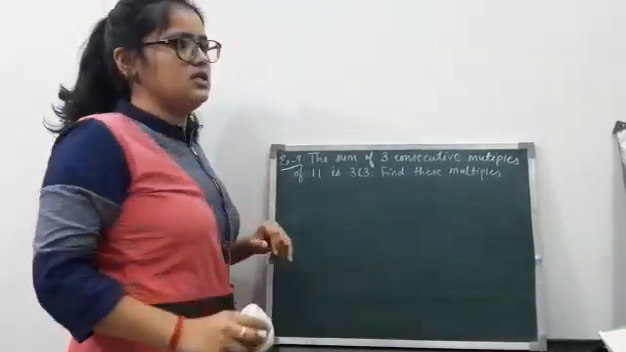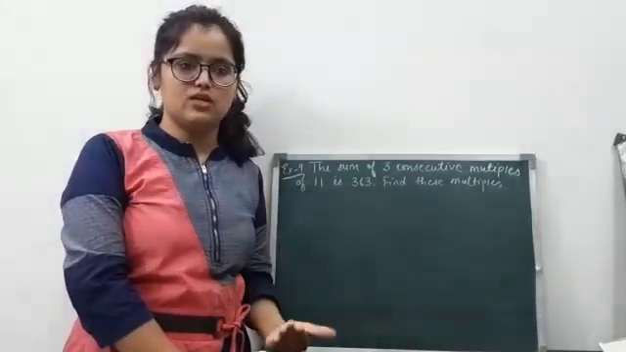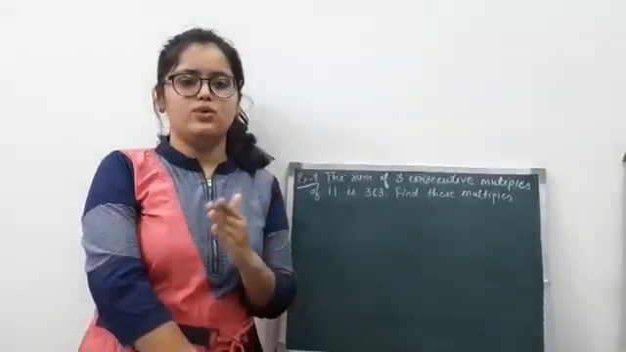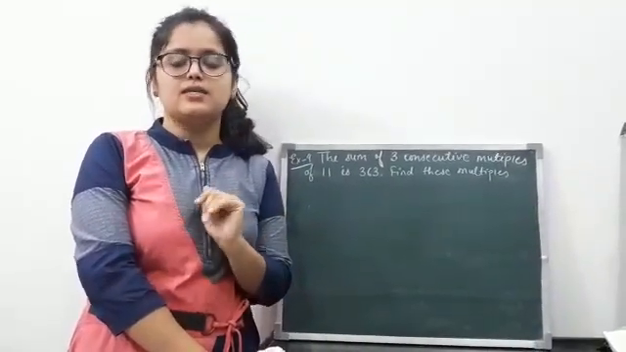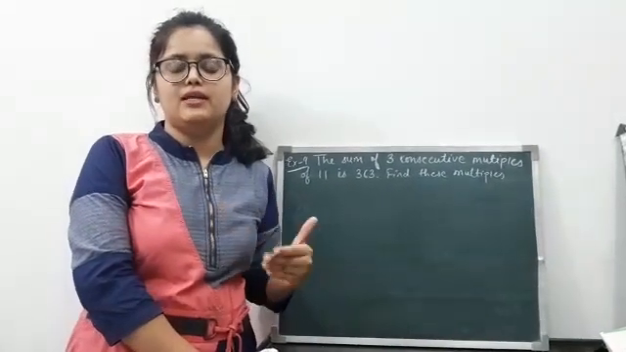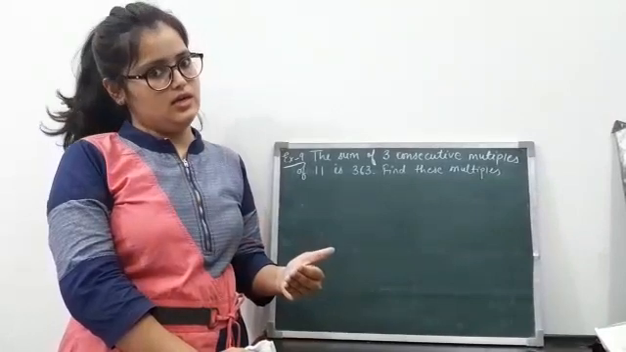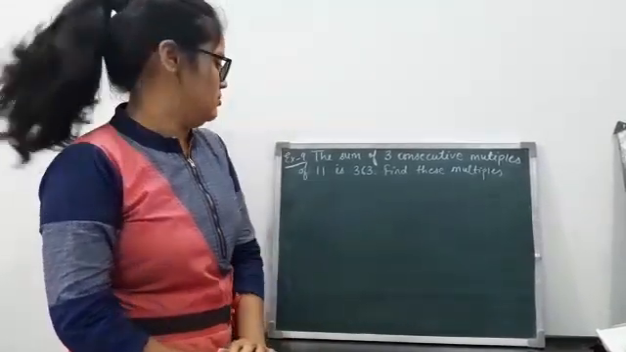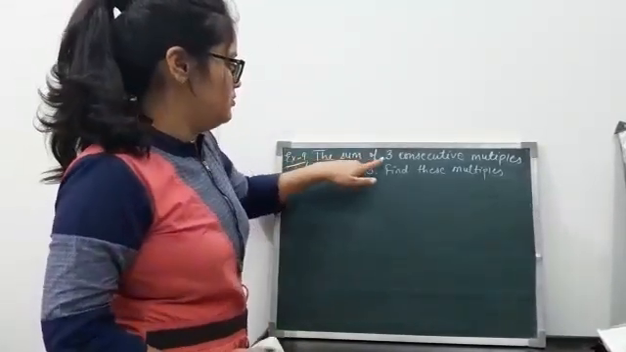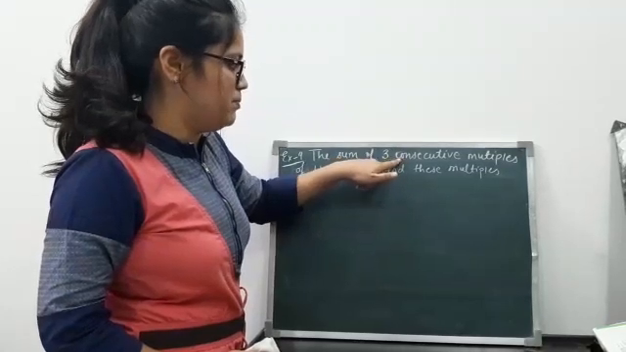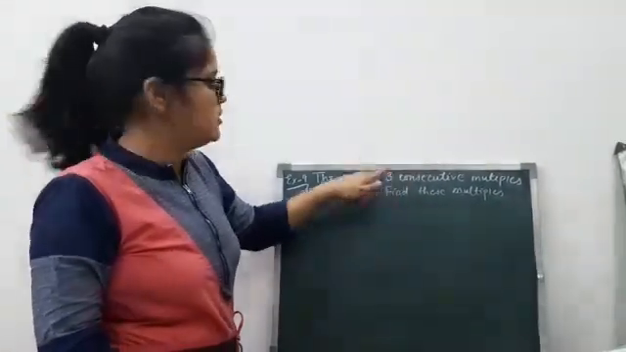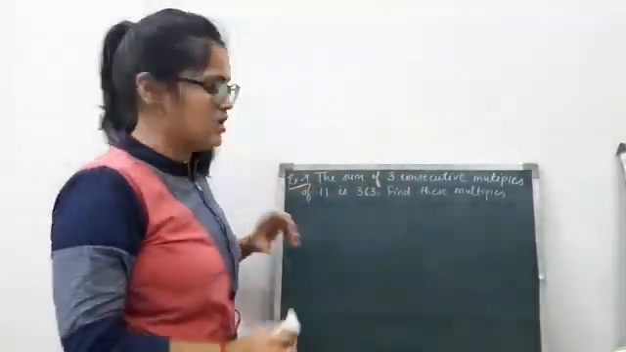Consecutive numbers means the numbers which come just after another. For example, 1, 2 and 3. These three numbers are consecutive numbers. For example, 10, 11 and 12. These are consecutive numbers, meaning without any gap when they are written. So they are called consecutive numbers. Now we have to take consecutive numbers, but these consecutive numbers must be multiples of 11.